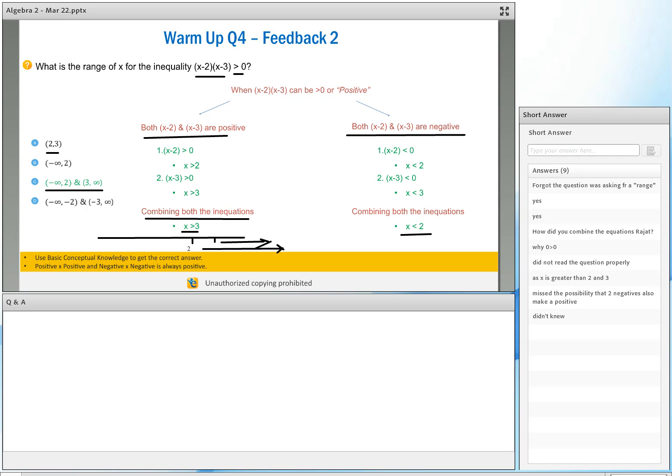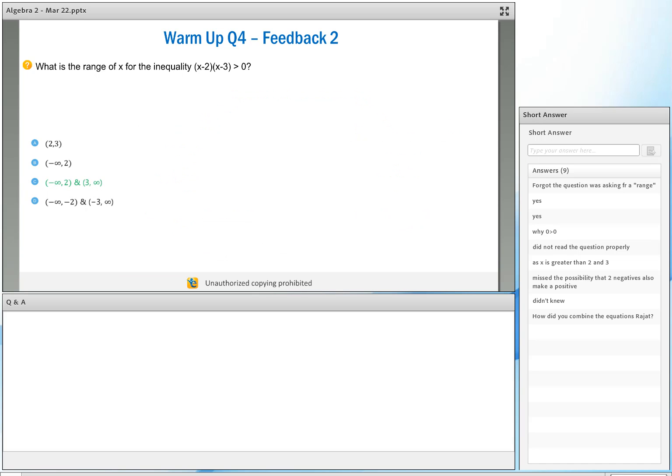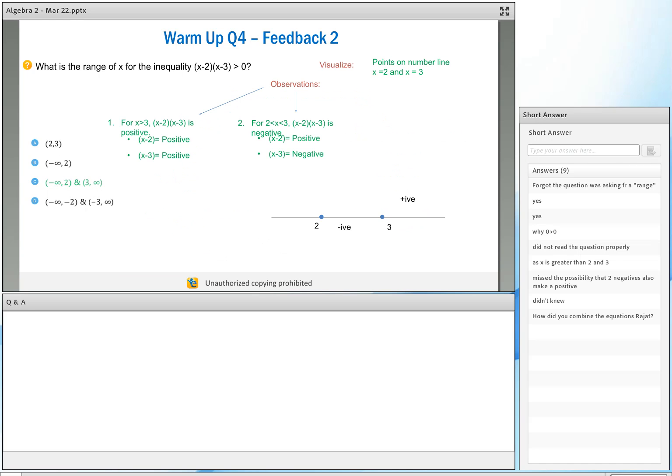Missing the possibility that two negatives also make a positive. Again, it's logic. In my opinion, that's not really doing the math overall. And again, this is really important that you do this. All right. This is the wavy line method, by the way, that you can really do.